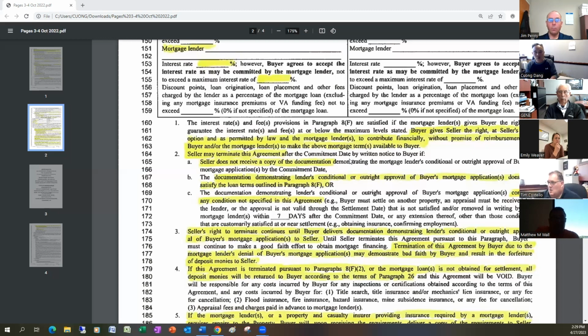All right. Now you see why we have to have a commitment date, because if there's no commitment date, it's kind of open-ended and the seller can pretty much do it at any time. Right. So 1, the seller can terminate if they don't get a copy of the commitment. B, or 2, the documentation demonstrating lender's conditional or outright approval of buyer's mortgage application does not satisfy the loan terms outlined in paragraph 8F.